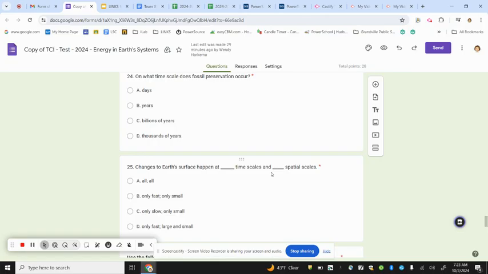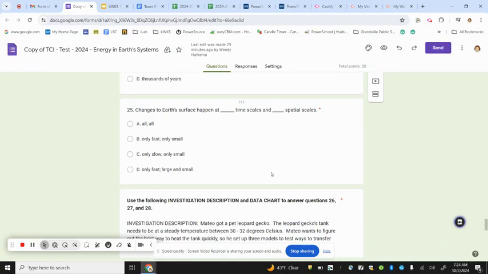Number 24, on what time scale does fossil preservation occur? A, days. B, years. C, billions of years. D, thousands of years.